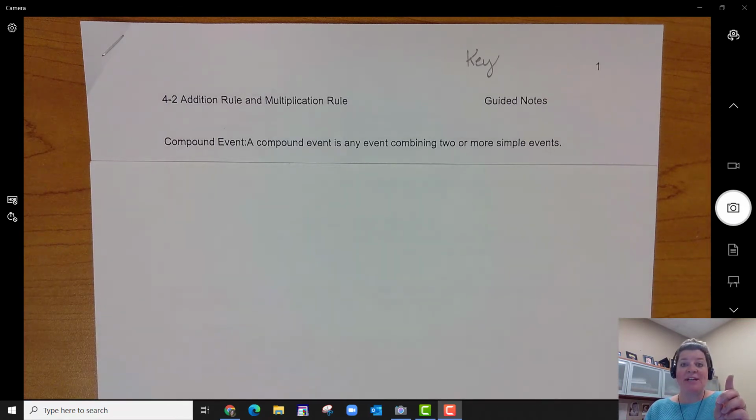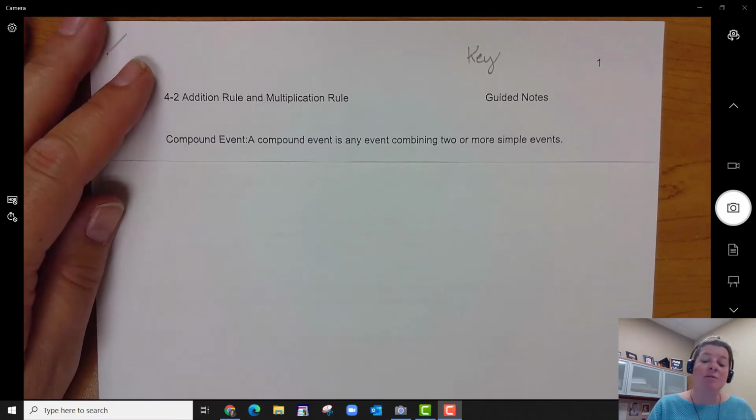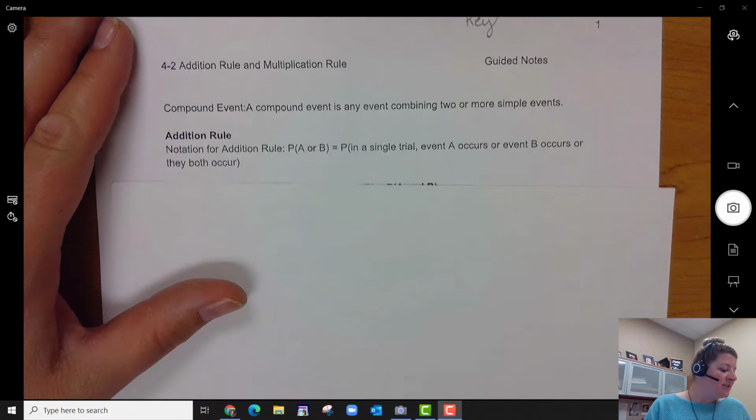So our big takeaway for today is: or, we add, and we times. Of course, there's a little bit more to it than that, but that's our idea for today, and I want you to remember that. So let's look at this addition.